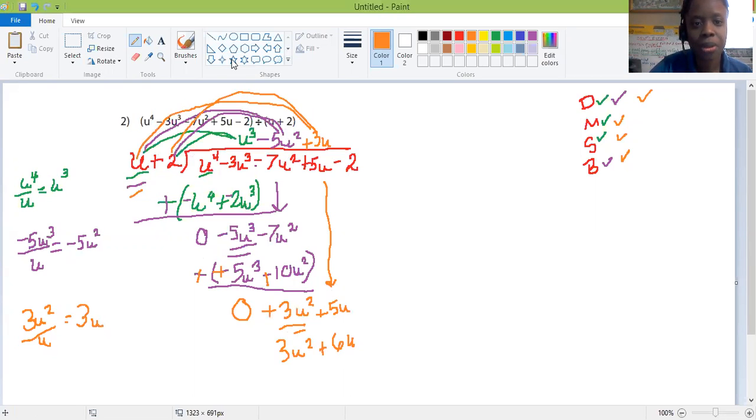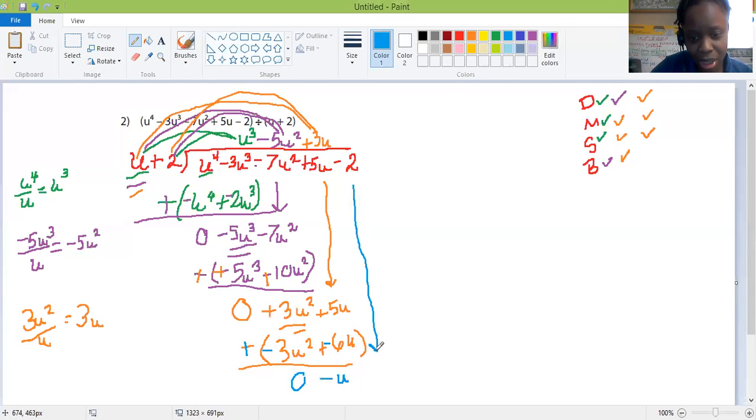All right, so I multiplied. Now I need to subtract. You see how I put parentheses when I subtract because you're subtracting all of that? But as you guys know, I don't like to subtract. I like to add the opposite. So that's what I'm going to do right here. Negative 3u squared plus 3u squared is going to be 0. 5u minus 6u is going to give me negative u. And then I'm going to bring down the negative 2.